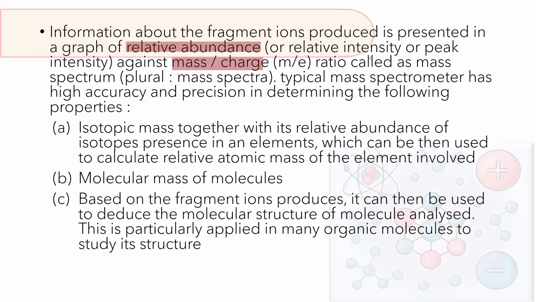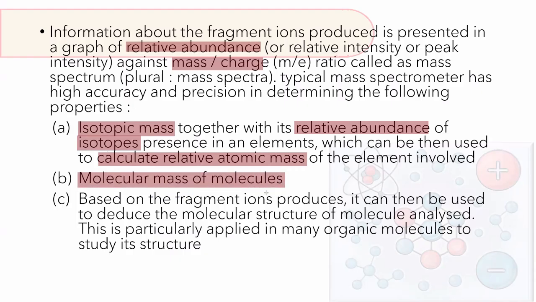A typical mass spectrometer has high accuracy and precision to determine the following properties. You can use it to determine isotopic mass together with the relative abundance of the isotopes present, which is later used to calculate the relative atomic mass of the substance involved. It can also be used to determine the molecular mass of the molecule, and based on the fragment ions produced here, it can be used to deduce the molecular structure of the molecules analyzed. This is especially applied to many organic molecule studies.